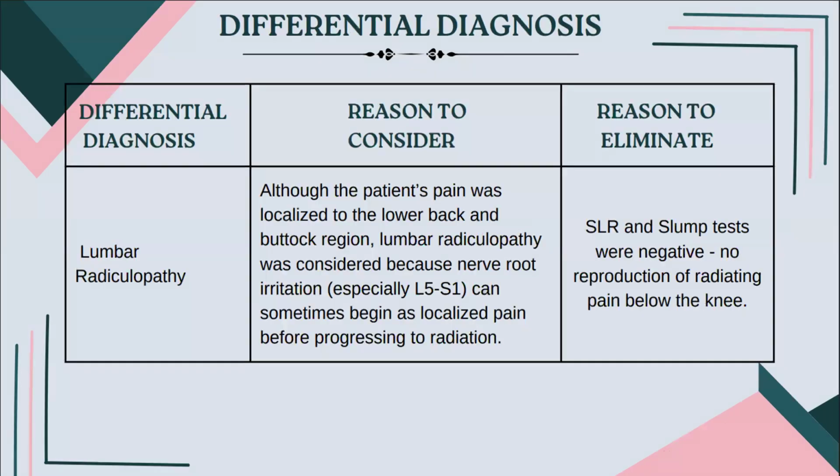In lumbar radiculopathy, the reason to consider this was, although the patient's pain was localized to the lower back and buttock region, lumbar radiculopathy was considered because nerve root irritation, especially L5 to S1, can sometimes begin as localized pain before progressing to radiation. The reason to eliminate this diagnosis was SLR and slump tests were negative, with no reproduction of radiating pain below the knee.